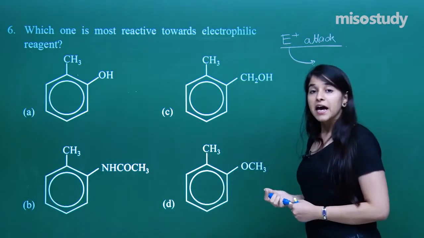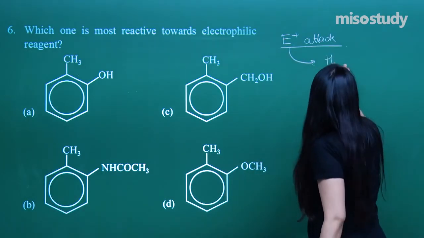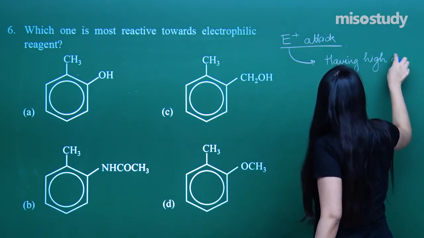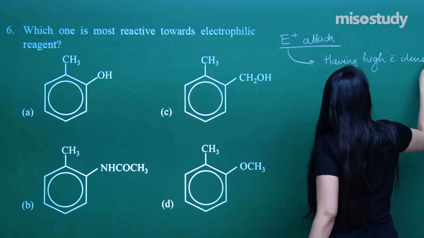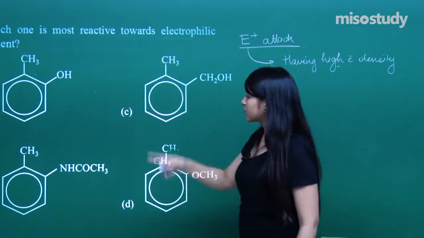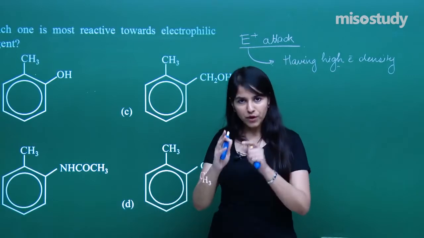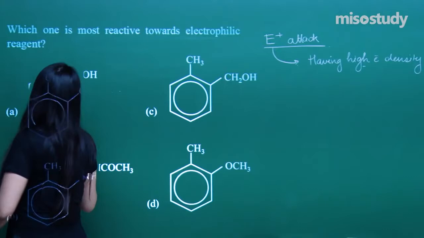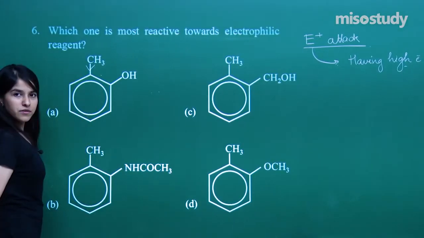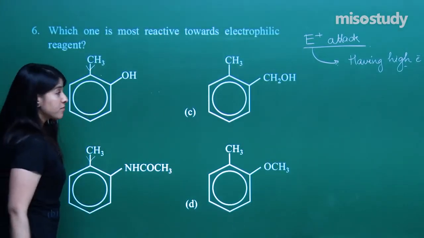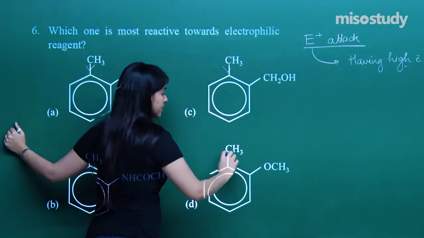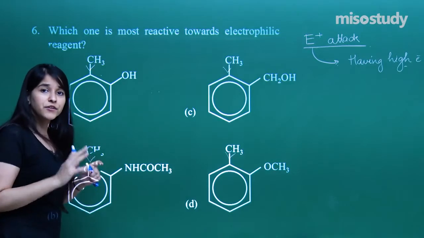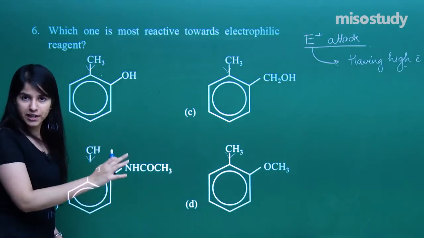Which kind of an area? Having higher electron density. That means the structure having the most electron density will be our answer. So if I see over here, I have got a donating group, again a donating group, increasing the density, donating, donating. Now let's move on to all the 4 attachments that we have. We have to distinguish the 4 attachments.